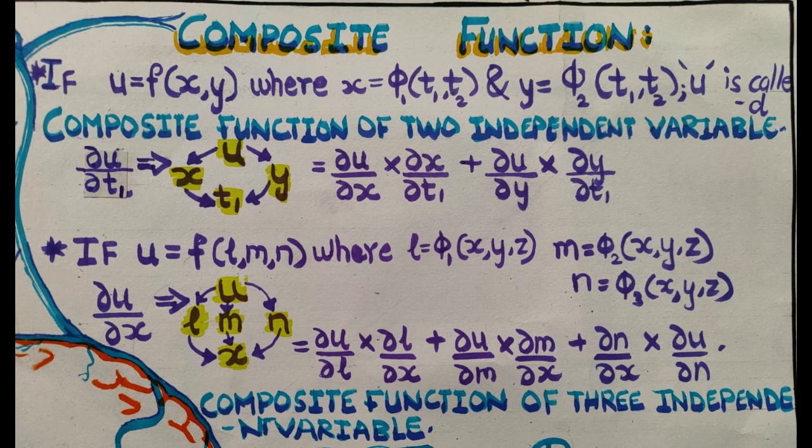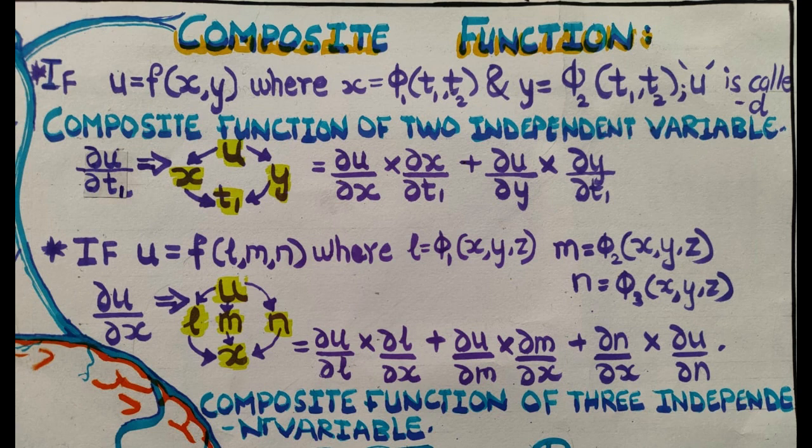If u is a function of two independent variables x and y, where x and y are separately functions of a single independent variable t, then u is called a composite function of t. If u is a function of x and y, where x is equal to phi 1 of t1, t2 and y is equal to phi 2 of t1, t2, then u is called a composite function of two independent variables. Its representation is ∂u by ∂t is equal to ∂u upon ∂x into ∂x by ∂t plus ∂u by ∂y into ∂y by ∂t.